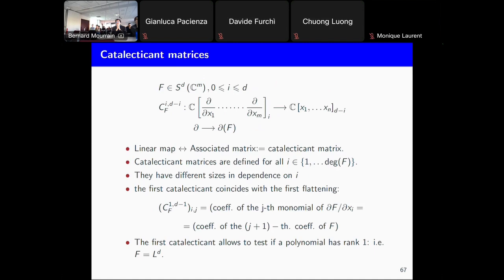So how do I define in general these catalecticant maps? I fix a polynomial of some degree. I will use them for polynomials in two variables, but I can define them for any number of variables. I fix my homogeneous polynomial of some degree, and then I define them by taking the space of partials of some order and evaluating these partials on my f, and so I end up with polynomials of degree d minus the order of the partial. It's homogeneous, and so this is true. They are linear maps. They have some associated matrices, which I call catalecticant matrices.